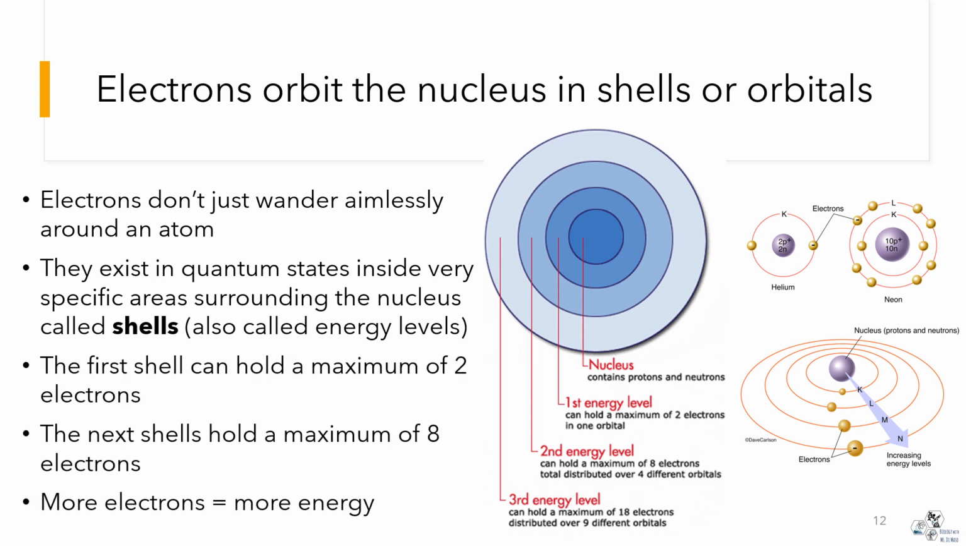And the first shell, if this is the nucleus right here, the first shell around that can hold 2 electrons because that's how much energy is available in that particular area around the nucleus. The next level can hold a maximum of 8 electrons, and so on and so forth from there. You get more and more electrons as you get to higher energy levels because there's more energy available there.